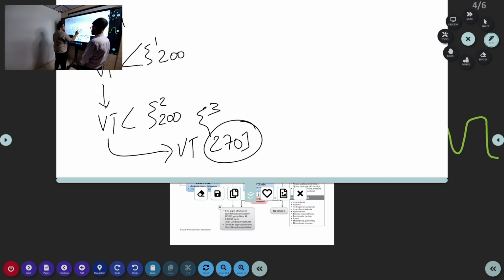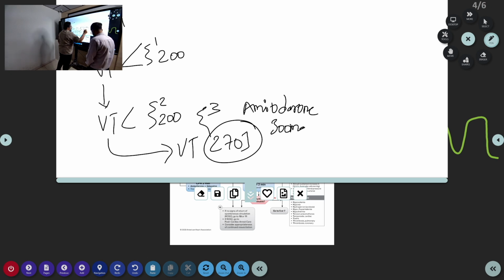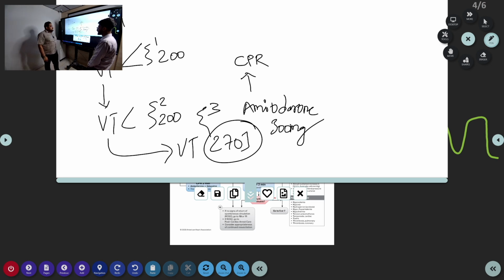So third shock with amiodarone. Amiodarone 300 mg was given. So this is what happened to this patient. After this, CPR was continued. After CPR, we checked the rhythm again, and it is still VT.